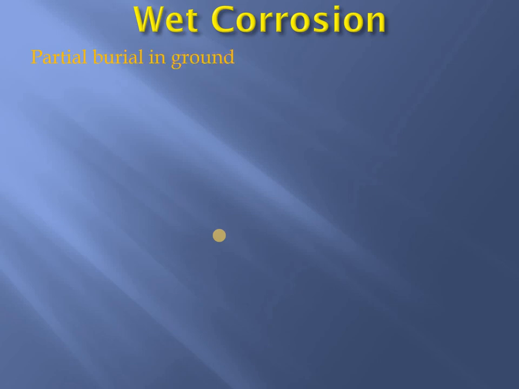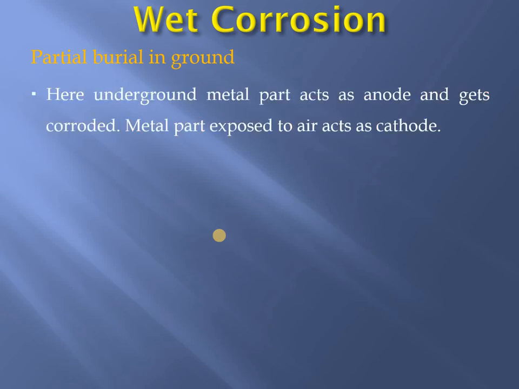When the metal is partially buried in the ground, then in that case the underground part of the metal is in contact with a lesser amount of oxygen and will act as the anode, and the part of the metal which is exposed to the air will be in contact with a higher concentration of oxygen and will act as a cathode, and there will be a formation of a concentration cell. So the part of the metal which is buried will undergo corrosion, while the part of the metal which is exposed to air will not undergo corrosion.